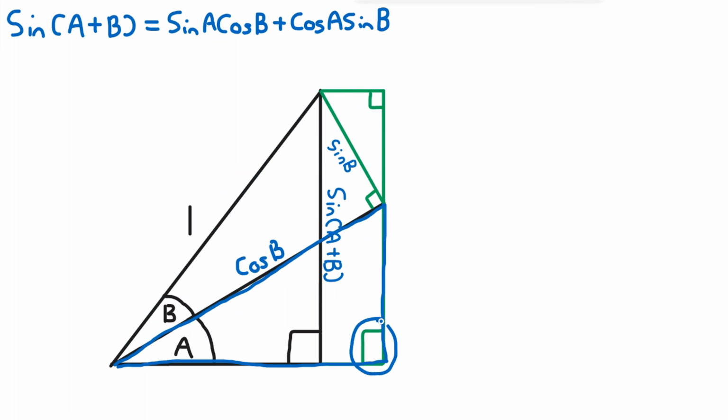So now let's focus on the triangle highlighted in blue here. So it's a right angle triangle, and we know this angle here is just A, and we know that this side here from before with the previous triangle is cos B.